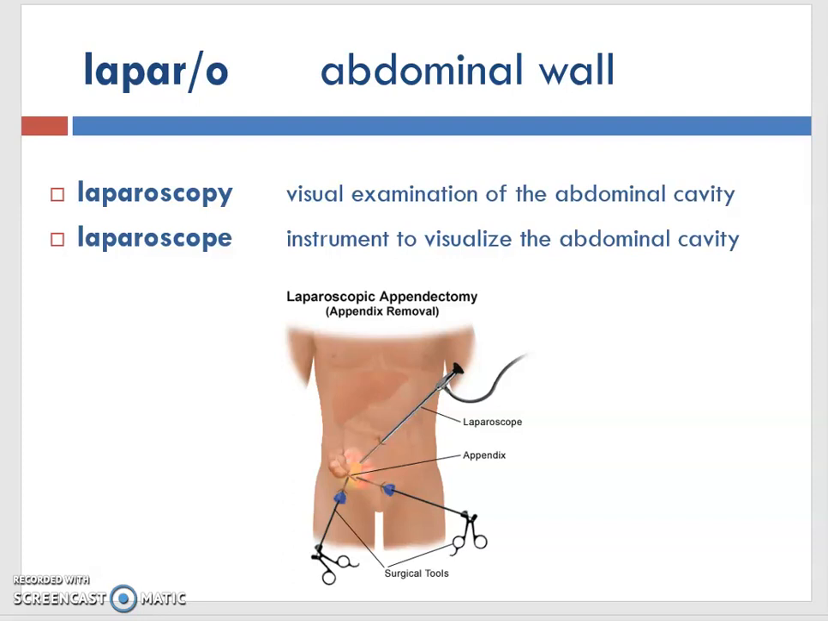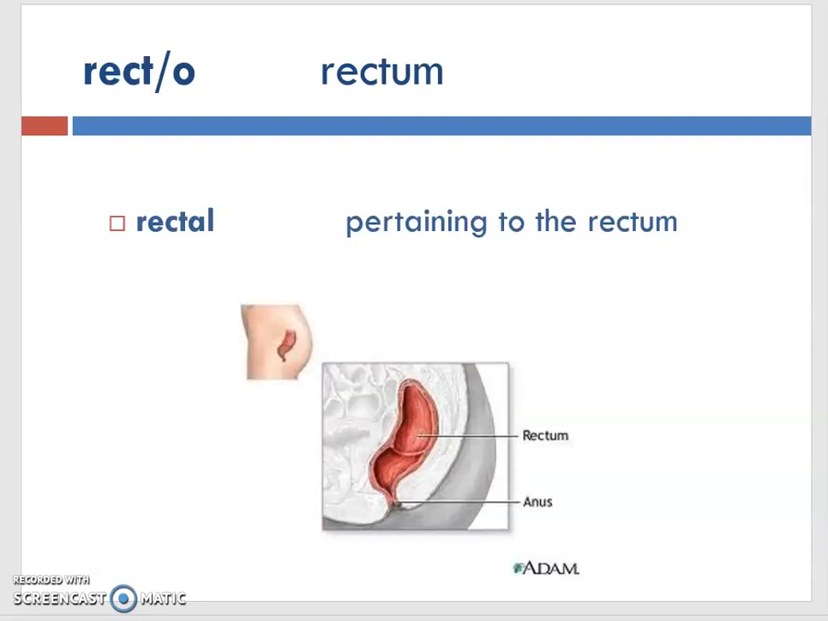There are mechanized ways of doing this too. They have a robot. In fact, they have one down at Dominican that can do surgery remotely while the surgeon stands outside of the room and controls the devices. And it's kind of cool to see. So anyway, laparoscopy is dealing with laparo, the combining form for abdominal wall.